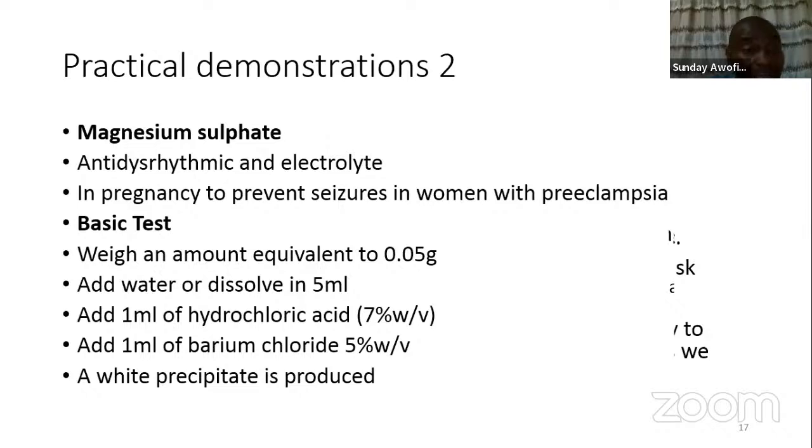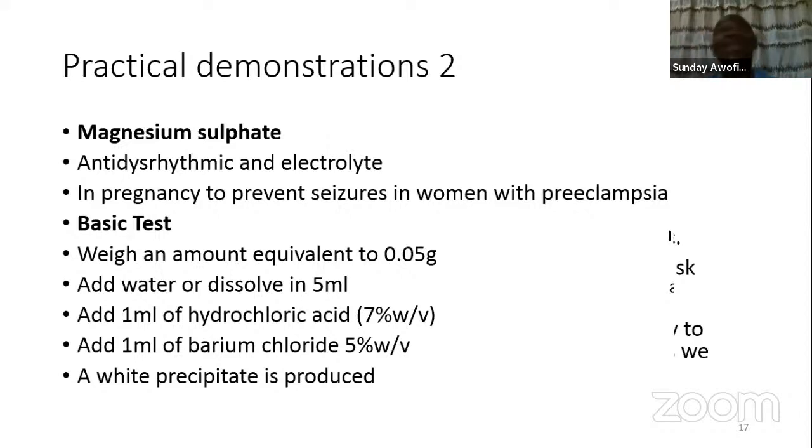So how do we test that? Just weigh an amount of magnesium sulfate equivalent to 0.05 grams. Add water up to 5 ml, dissolve in 5 ml. Add 1 ml of hydrochloric acid. Then 1 ml of barium chloride, 5%. A white precipitate is produced.